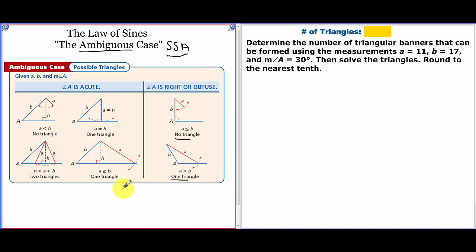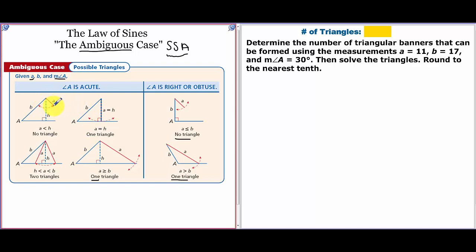And that is also true in non-right triangles or acute triangles. So if side A, or the side opposite the angle that you're given, okay, so say you're given angle A, the side opposite of that is A. If that side is bigger, then you have one triangle. Okay, now if you're given angle A, and I always draw it out, no matter what angle I'm given, I always draw the angle so that it looks like one of these pictures.